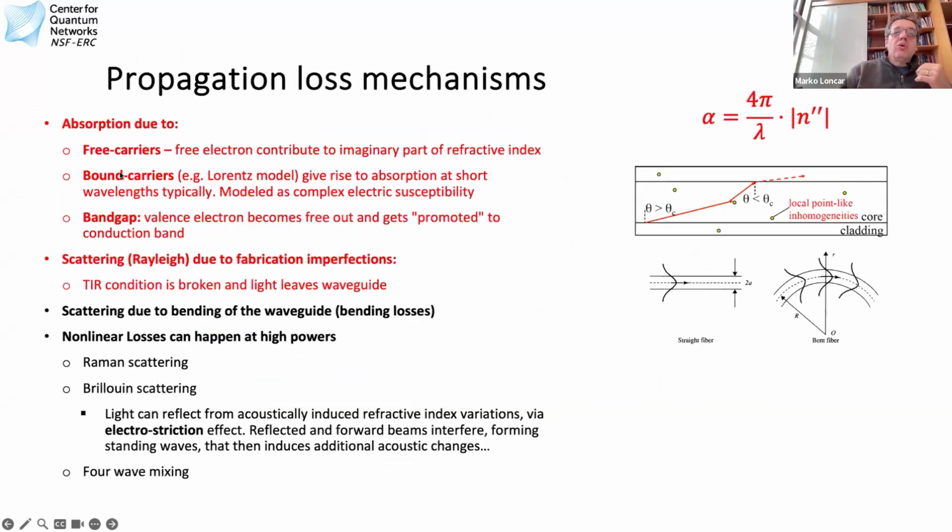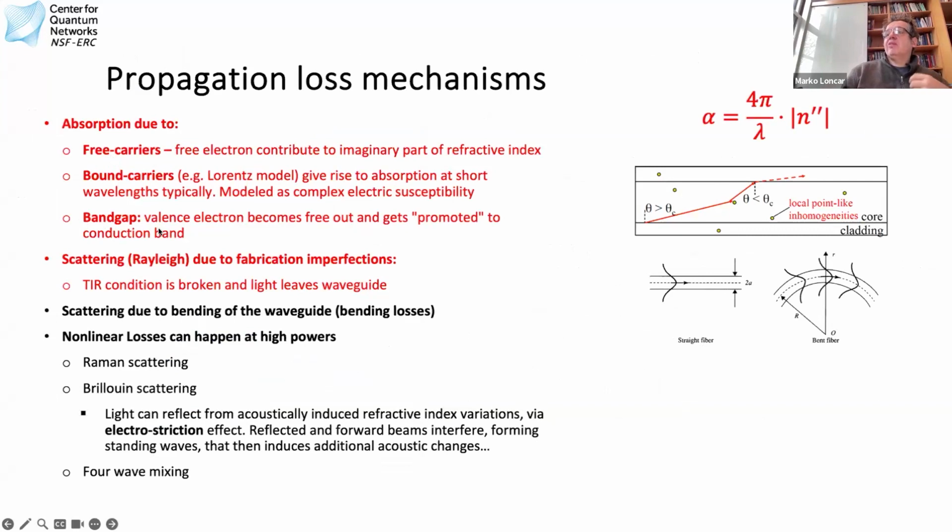Okay, so when you talk about losses, the main loss mechanism in an optical waveguide is free carriers. Bound carriers, not so much. We typically operate away from these resonances unless we go to short wavelengths, like visible or UV wavelengths. Then these bound carriers actually become a problem. Also, we try to stay away from the band gap of the material. If I'm trying to make a lossless waveguide, I want to operate this.